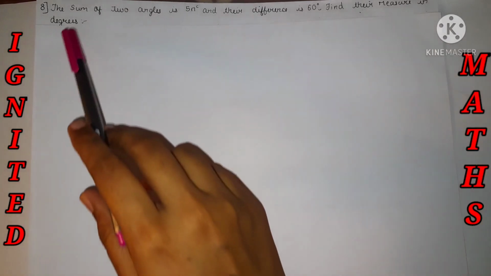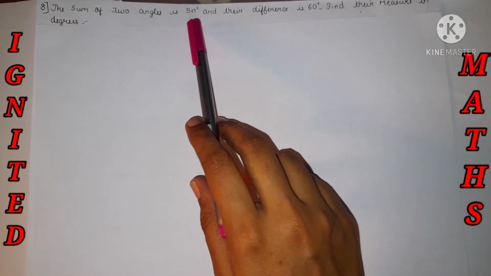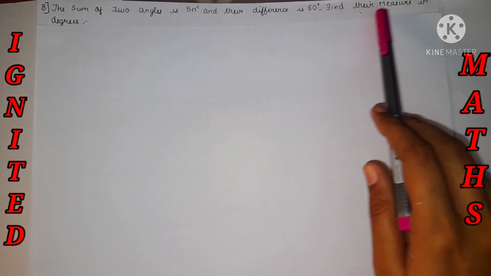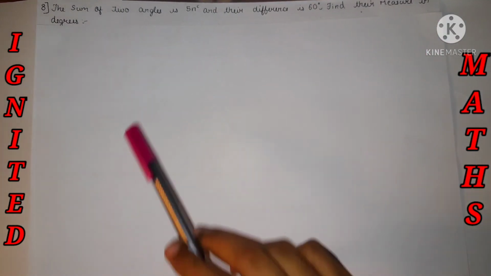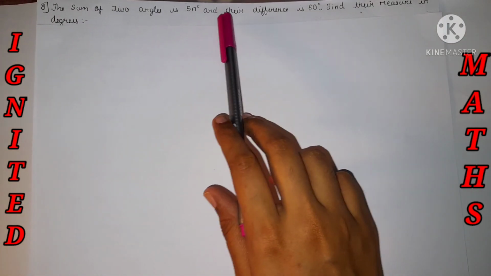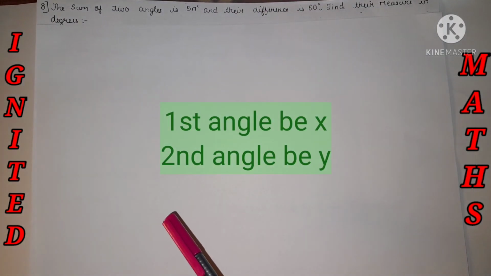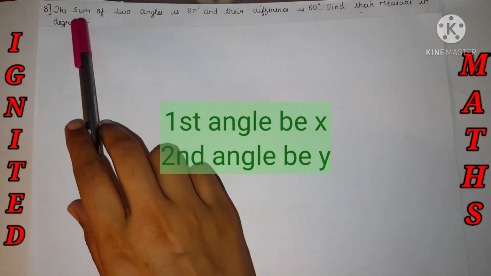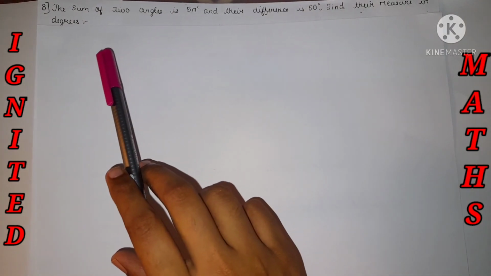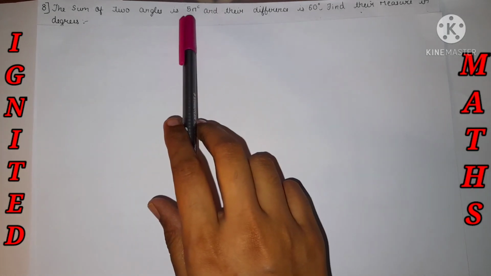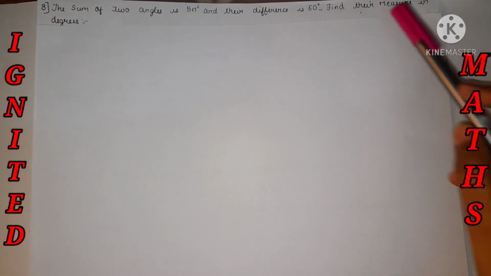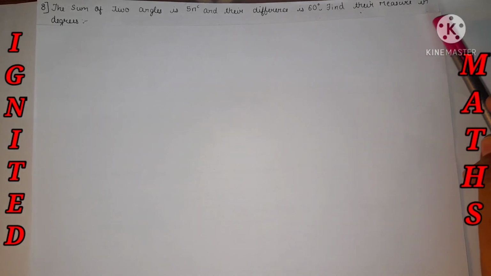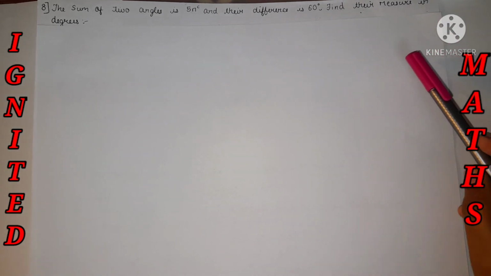The eighth question: the sum of two angles is 5 pi radian and the difference is 60 degrees, and we need to find the measure in degrees. Here they have given two statements: the sum of two angles is 5 pi and the difference is 60 degrees. So let's take one angle as x and the other angle as y. The first statement says the sum of two angles is 5 pi, so x plus y is equal to 5 pi radian, and the difference, x minus y, is equal to 60 degrees. We need to find the values of x and y, that is what they have asked: find the measure in degrees.